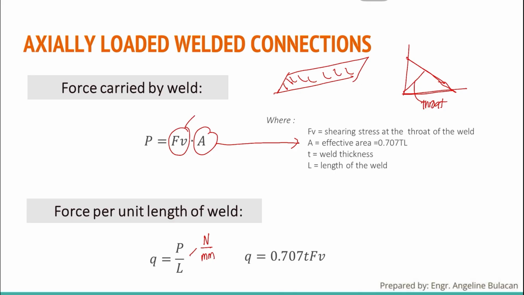So, our q is also equal to 0.707 times t times Fb. Because we know that the unit for the shearing stress is Newton per mm squared. Then, multiply the thickness, which is in mm. So, one mm will cancel out. Therefore, the units of this are Newton per mm.